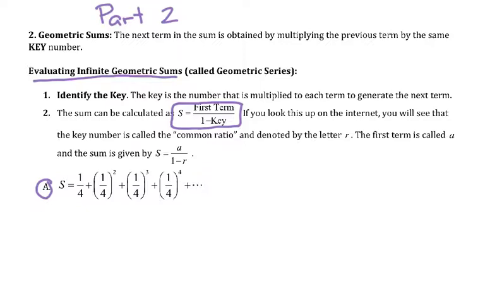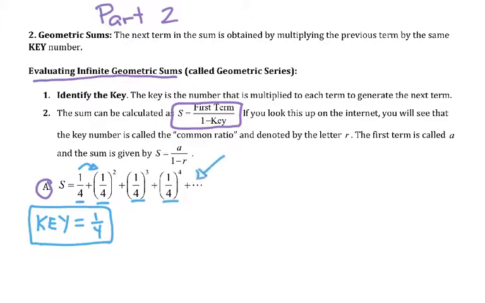So first of all, this formula. What is the key? So you look at this, and I think it should be fairly obvious that what we're doing to get the next term, we multiply the previous term by 1/4. We start with 1/4, and then we have 1/4 times 1/4, and then multiply again and again. So this is a geometric sum, and the key is 1/4, and it is infinite. We need that, or this formula doesn't work.